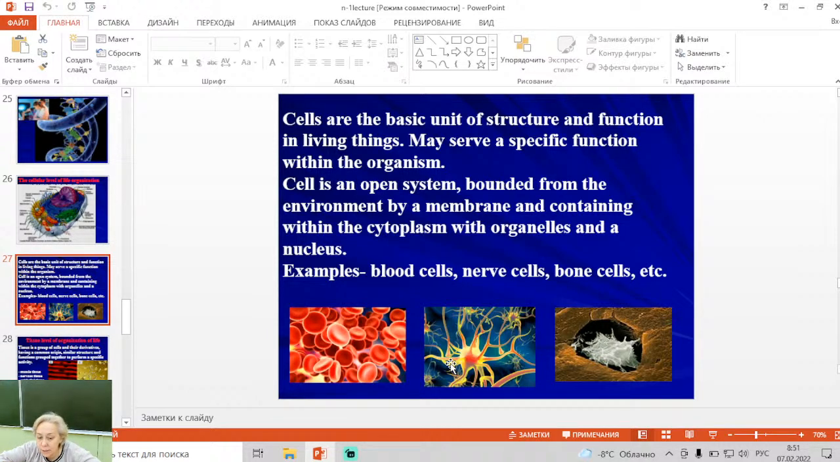Cells are the basic unit of structure and function in living things, and may serve a specific function within the organism. A cell is an open system bounded from the environment by a membrane and containing cytoplasm with organelles and a nucleus for the eukaryotic cell. Remember that a prokaryotic cell does not have a nucleus. On this slide you see different cells. For example, blood cells, nerve cells, bone cells.